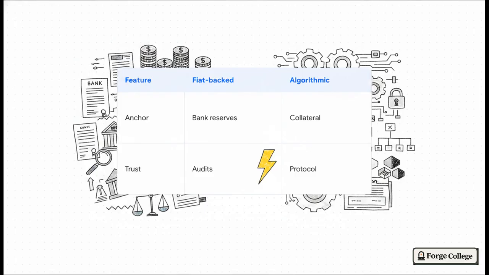Because of these fundamentally different architectures, your source of trust shifts completely. For fiat, you're trusting custodial audits, legal contracts, and off-chain attestations. For algorithmic, your trust is placed 100% in protocol code, collateralization math, and automated market incentives.